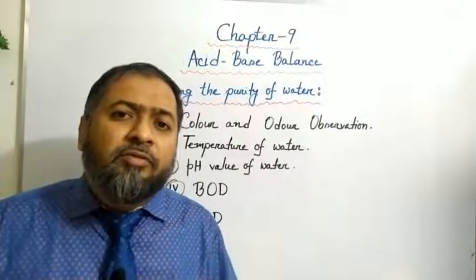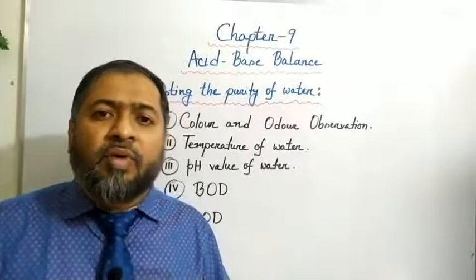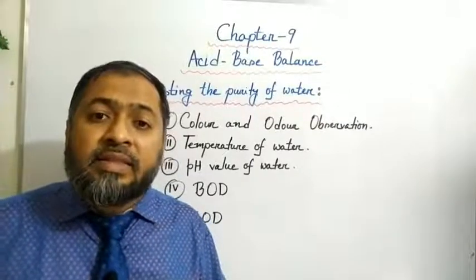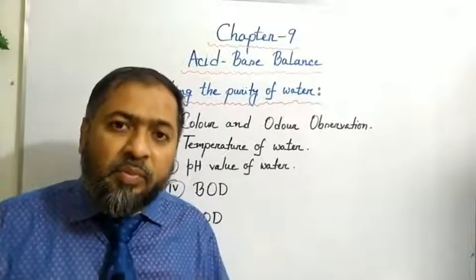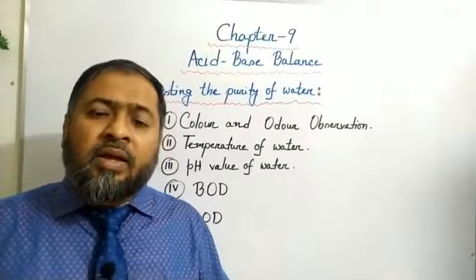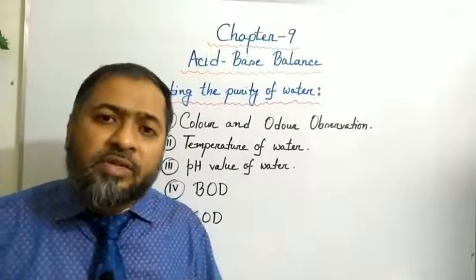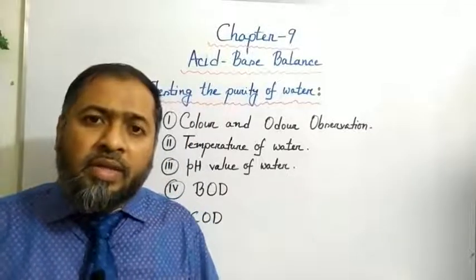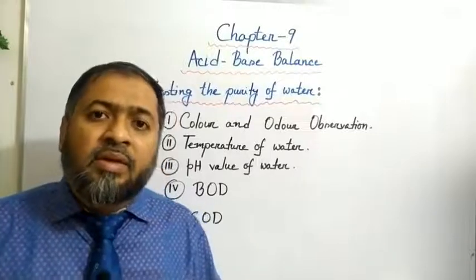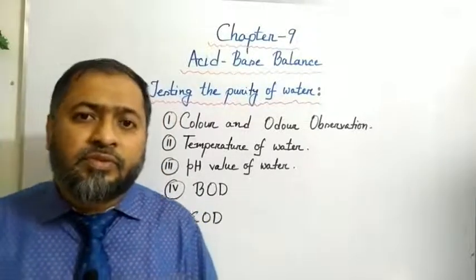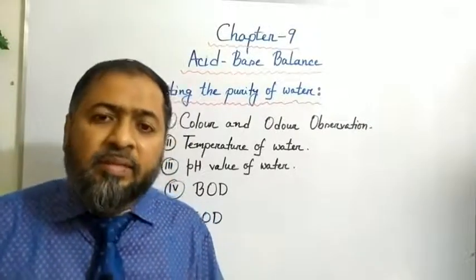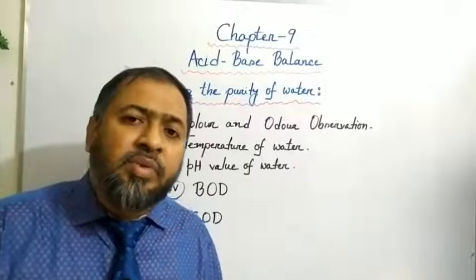There is a very small amount of minerals present in pure water, but when the amount becomes greater, then this water is considered polluted water. And if the color of the water is changed, or any odor is found from the water, or any suspended particles are observed in water, that water is actually polluted water. So by observing the color and odor of the water, we can assure that this is pure water.